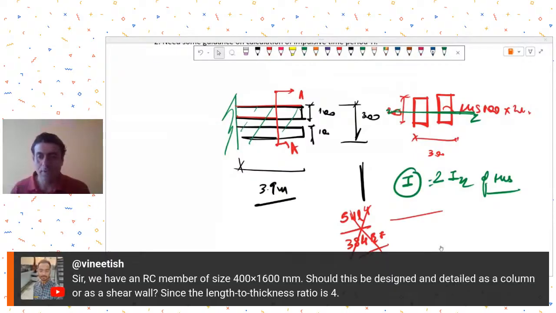Mr. Vineet is asking, we have an RCC member of size 400 cross 1600. Should this be designed and detailed as a column or shear wall? The width to depth ratio is 4. Yeah, so ideally, if you look at IS 13920, for a ratio of less than 0.4, I think it has to be designed as a shear wall. So ideally, this size you need to design as a shear wall if you go strictly as per the code.